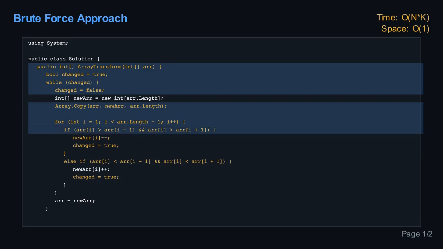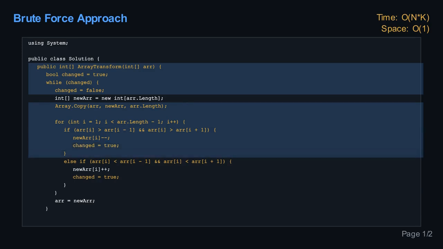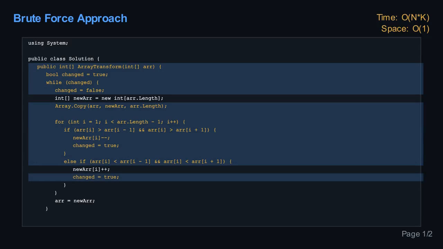The inefficiency here is that changes made early in an iteration can affect checks later in the same iteration, but the problem implies changes happen simultaneously daily. This brute force might require many full passes, leading to an O(n times k) time complexity, where k is the number of days until stability, and O(1), constant time space.